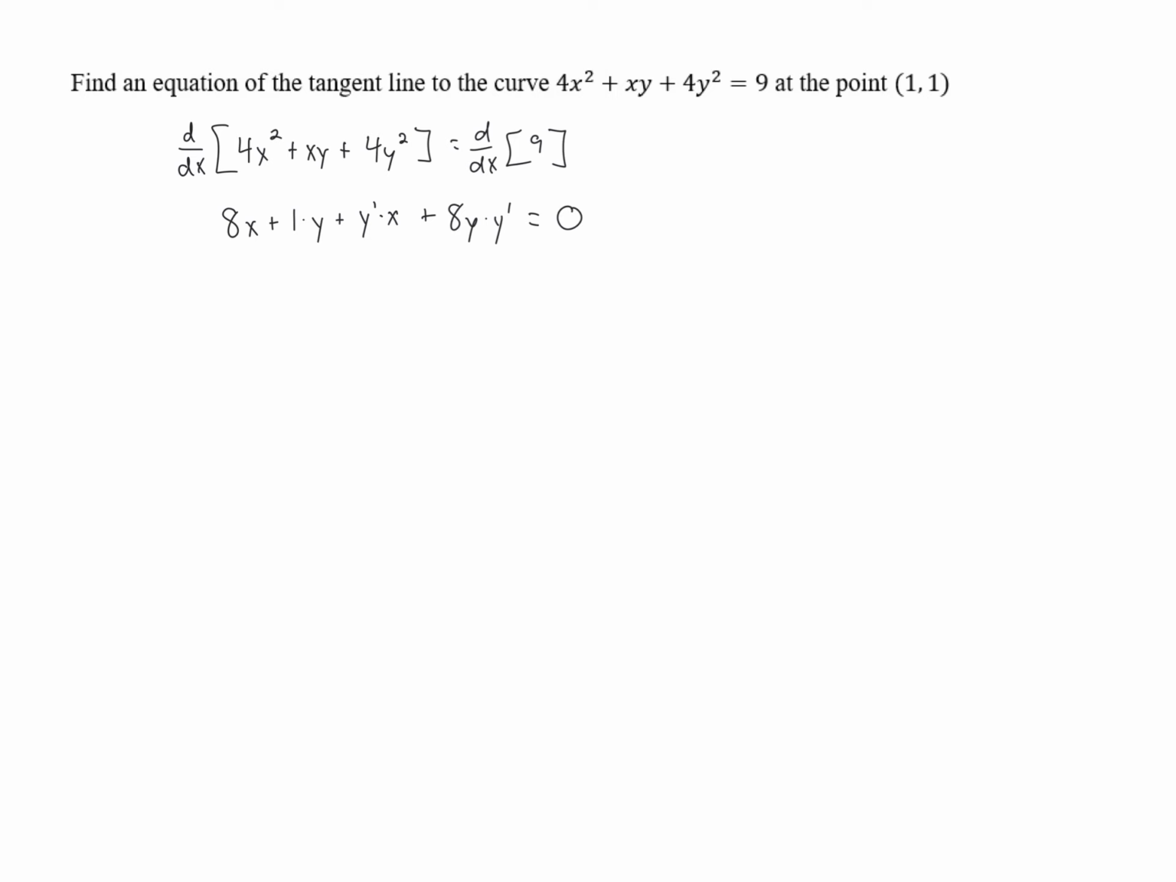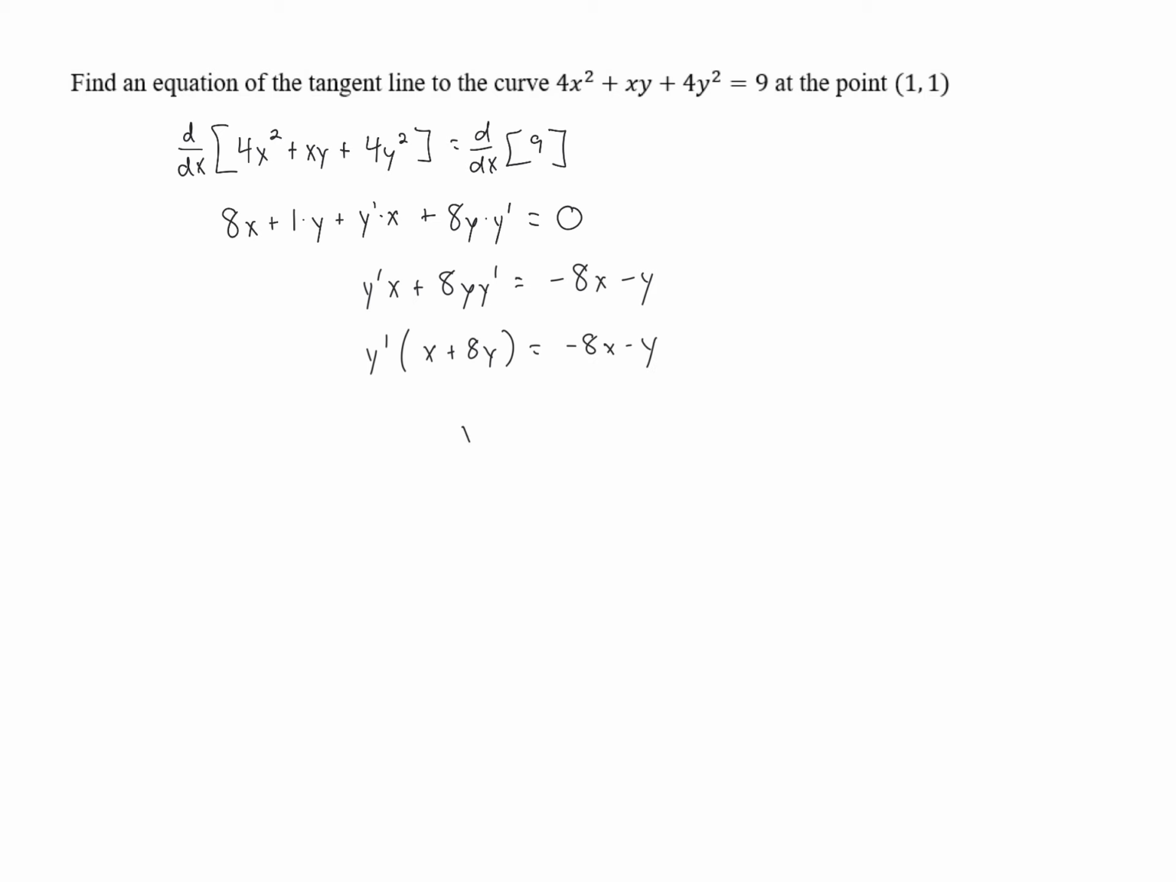We want to solve for y prime, which means we want to keep these terms with y primes together on one side and move the other terms to the other side. So we're going to have y prime x plus 8y y prime on the left. And then we subtract the other two to the right, so we've got negative 8x minus y. Then we can factor out the y prime on the left. That's going to be x plus 8y over there.